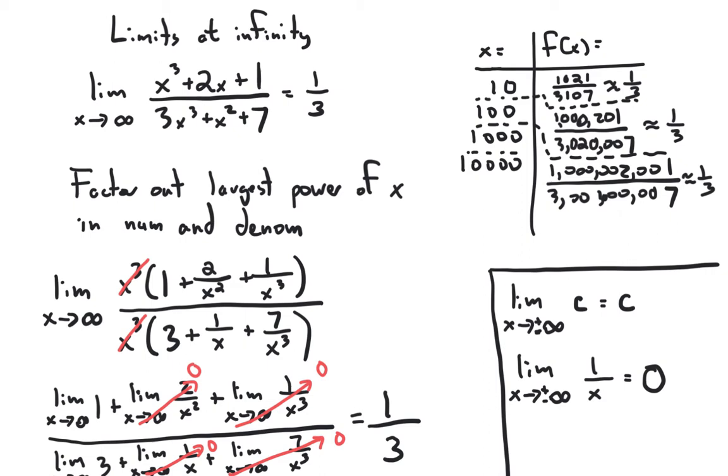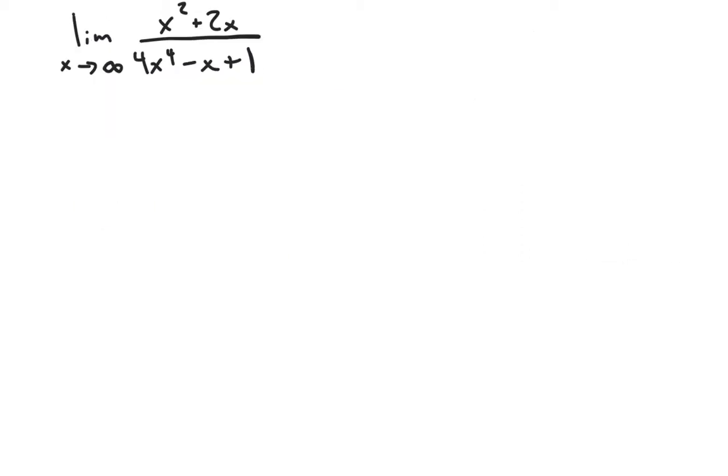Let's look at some more examples. So here we have the limit as x approaches infinity of this. So let's do that same thing. The largest power of x in the numerator is x squared. The largest power of x in the denominator is x to the fourth. So let's take those out.